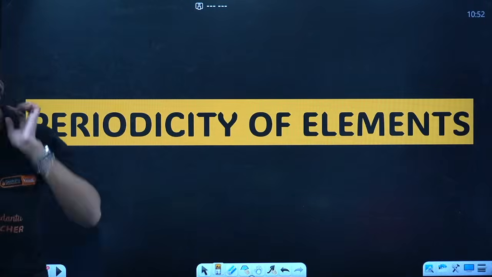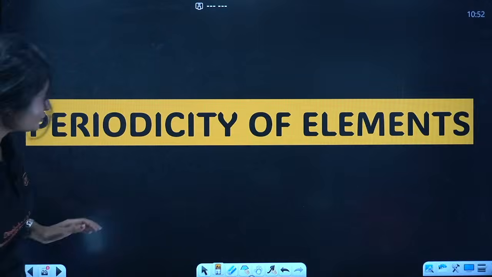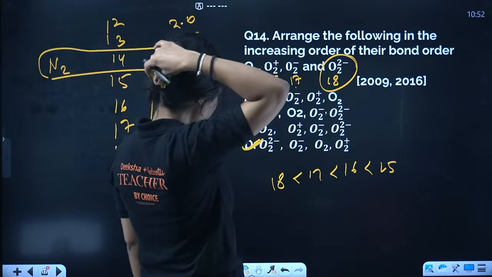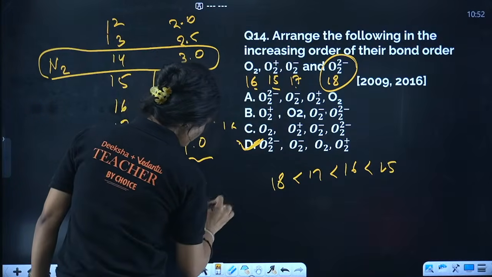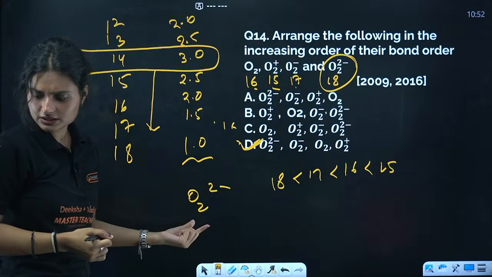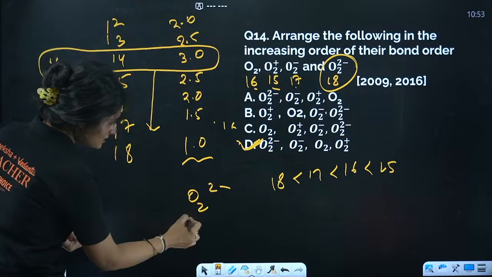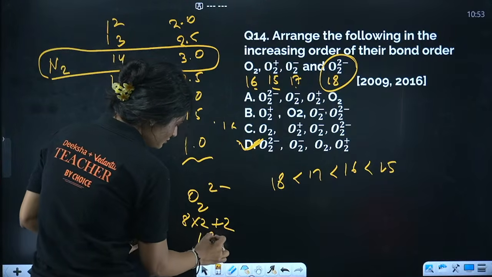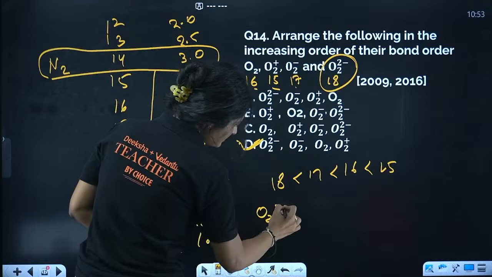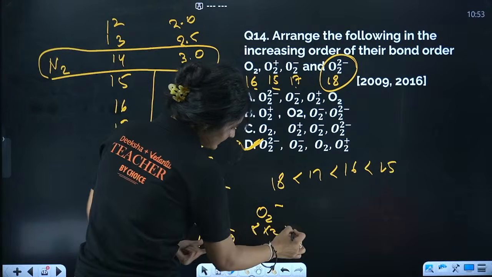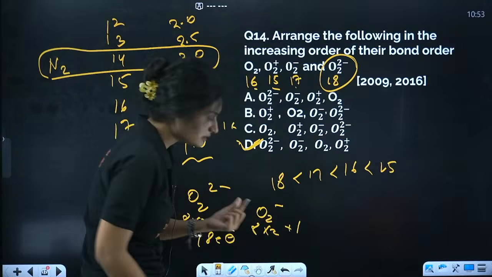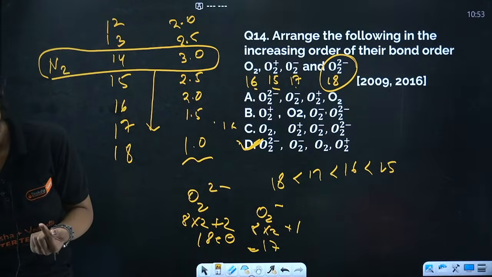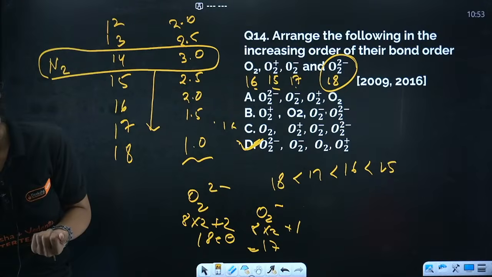Please say how to take O2 minus 18. O2 minus doesn't have 18 electrons. Where did I say O2 minus has 18 electrons? O2 2 minus has 18 electrons, no? O2 2 minus: 8 times 2, and you add the charge, so 18 electrons, right? And O2 minus means we have 8 times 2, 16, plus 1, since minus 1 means plus 1. So again 17 electrons.